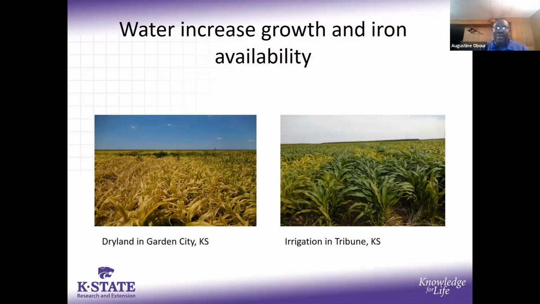And there are two things happening here. Just the water can help improve growth, the small roots that help improve iron uptake. But also under irrigation, the form of iron is going to be iron 2 compared to the dryland where we have iron 3. So the iron 2 is more soluble, so we have more iron available for plant uptake in the irrigated system than in the dryland environment.